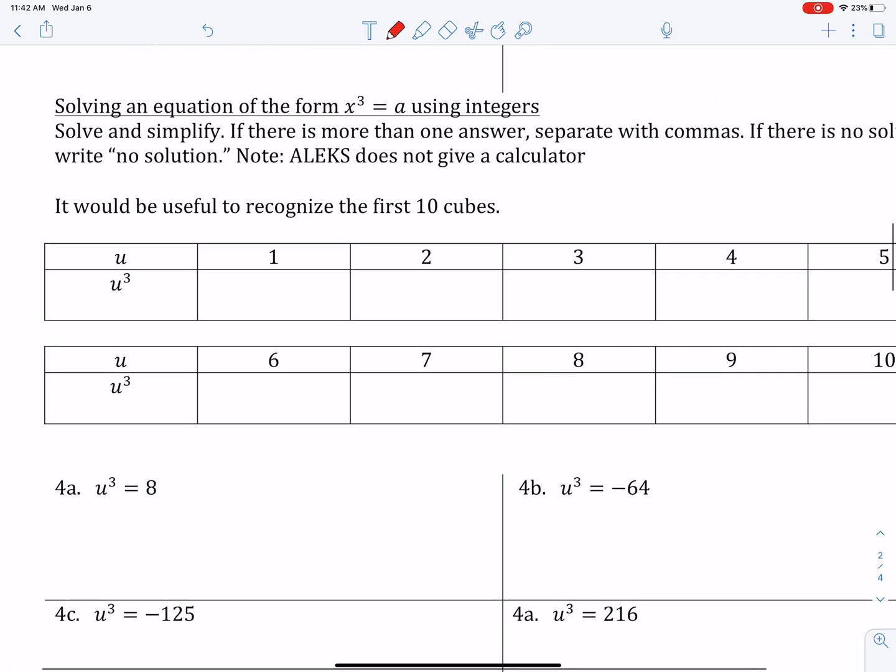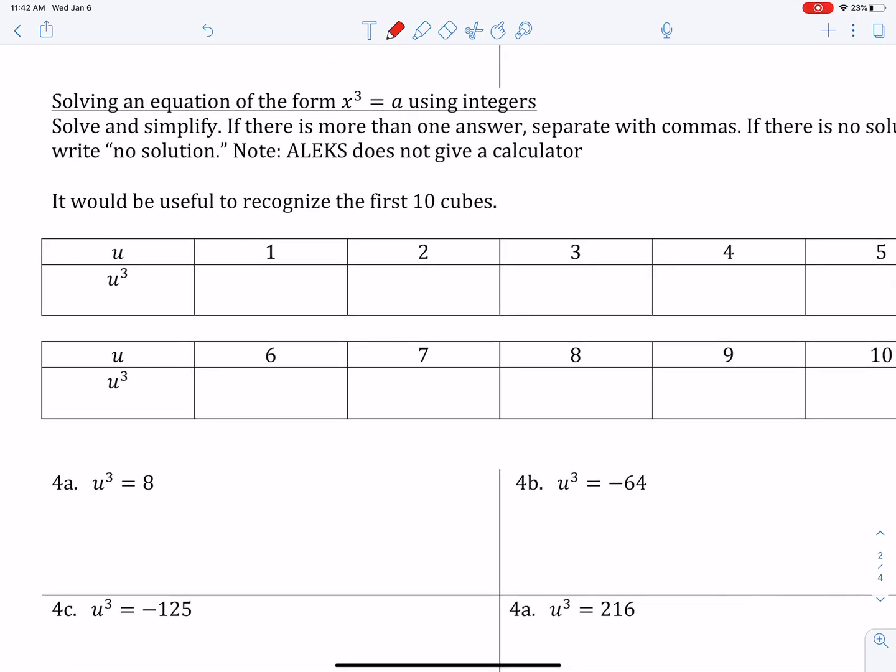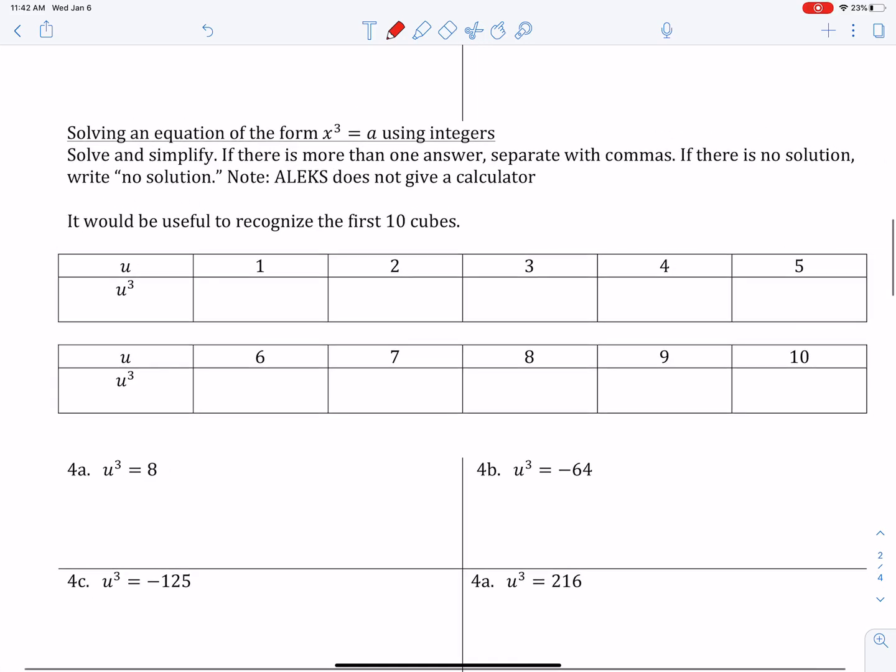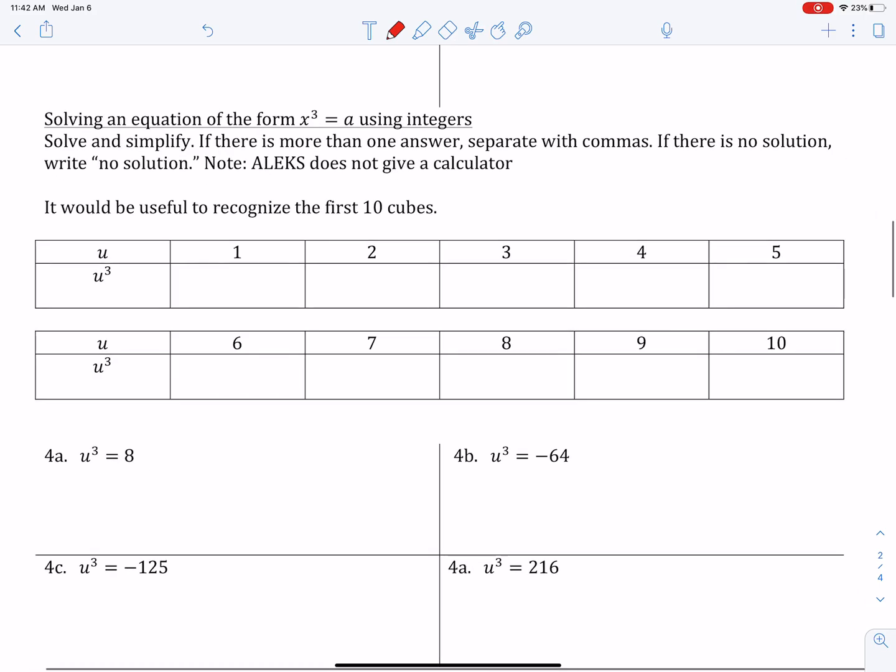Alrighty, so now we're getting into solving an equation of the form x cubed equals a using integers. And what it says here is solve and simplify. If there's more than one answer, separate with commas. If there's no solution, write answer as no solution. And it says no, Alex does not give you a calculator. So I'm sure all of you are aware of that.